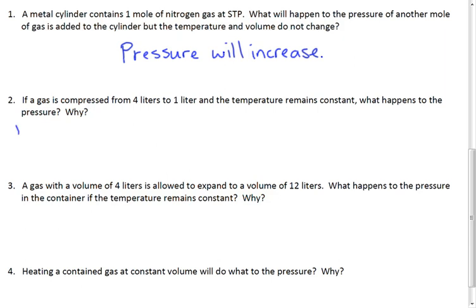If we want to look at that, P1 V1 over T1, and we're dealing with volume and pressure. If the temperature remains constant, remember pressure and volume side by side are going to be indirectly proportional. When one goes up, the other has to go down. So if volume decreases from 4 liters to 1 liter, then the pressure has to do the opposite. The pressure is going to increase.